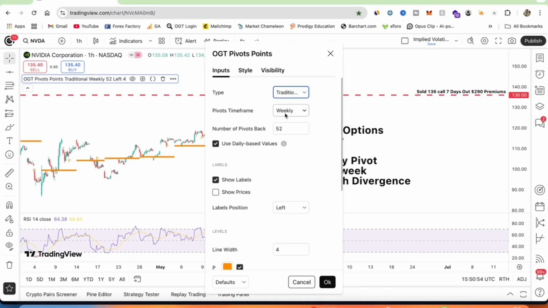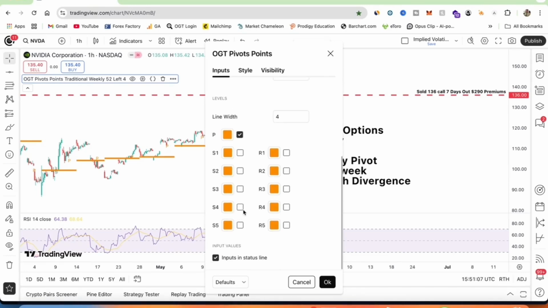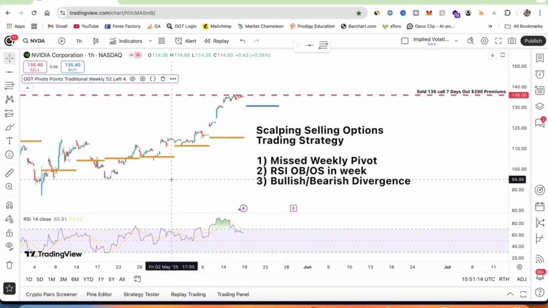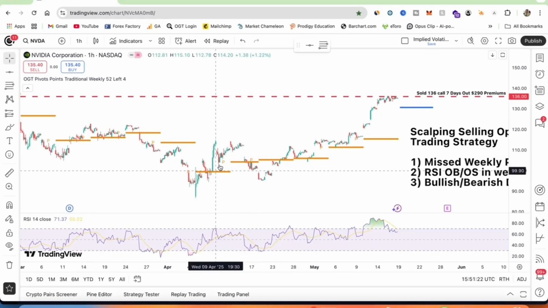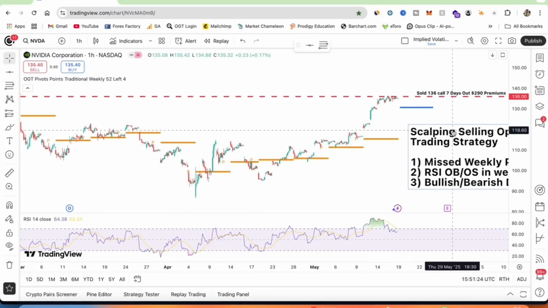I've got the weekly time frame, which is important for this strategy. And the look back doesn't matter really, that's more for analysis, but I've set it to 52 just to look at the last year's worth of data. And again, I don't look at S1 to S5 support and resistance. I just look at that main pivot point. And the key thing to show is that every single week, price tends to hit or gravitate to these pivot points.